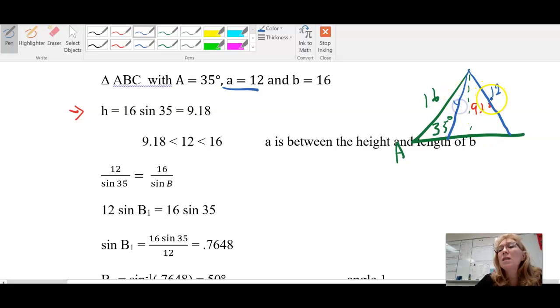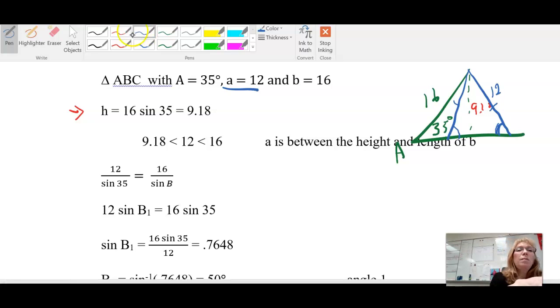So now I've got an isosceles triangle, which means both of these angles are the same, if you remember. Now I've got to figure out how to do this. There are a couple of ways. Your book does it this way: 12 sine of 35 equals 16 sine of B, which gives you this angle over here. Which is fine. It uses the law of sines. Pretty easy.